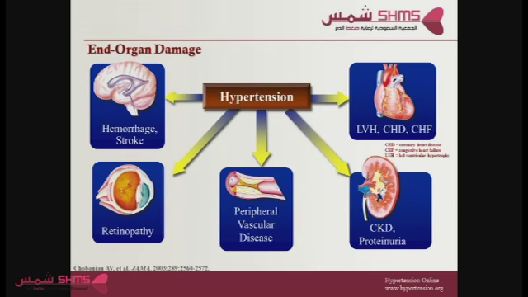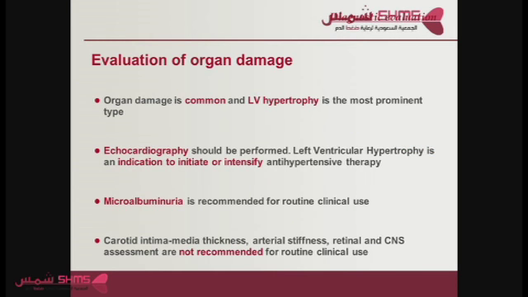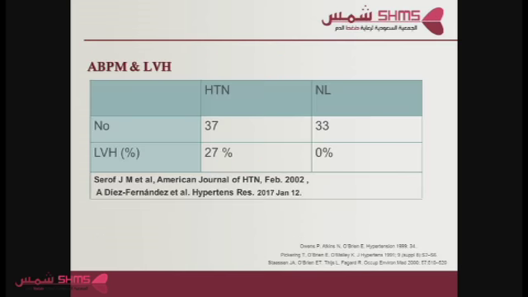End organ damage, whether it's present or not, to have it very evident, it needs a long time to develop. But if you look for it, you will find it. So in evaluation of organ damage, commonly we look for left ventricular hypertrophy, and this is the most predominant. In our hypertensive kids, unfortunately, around 36% of our kids have left ventricular hypertrophy, which is really bad. So echo is a must.